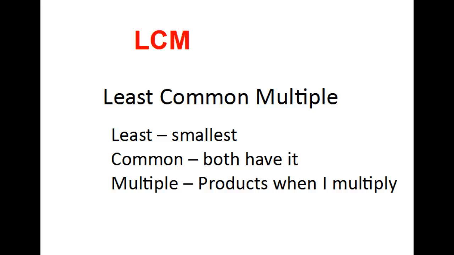It's a really quick video on showing you how to find the least common multiple. For short, we call it the LCM. Least common multiple kind of tells you in parts what it's going to be. Least means smallest. Common means both people have it, or all of them have it if you have more than two. And multiples are the products I get when I multiply.